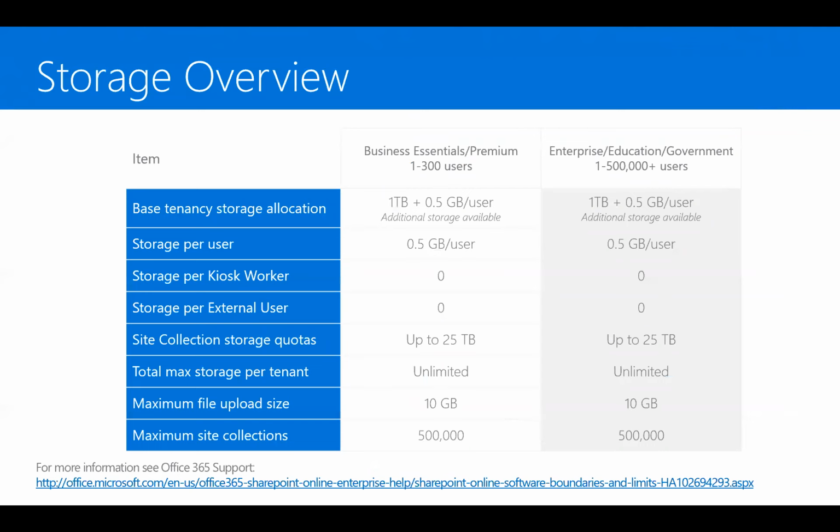We're talking about up to 25 terabytes of site collection storage quota, so you're going to have to do a lot of work in order to use all that space. And for basic tenancy storage, you're going to get a terabyte off the top, and for each additional user, you're going to get 0.5 of a gig of space, half a gig, which, if you're a larger organization, definitely scales very well.